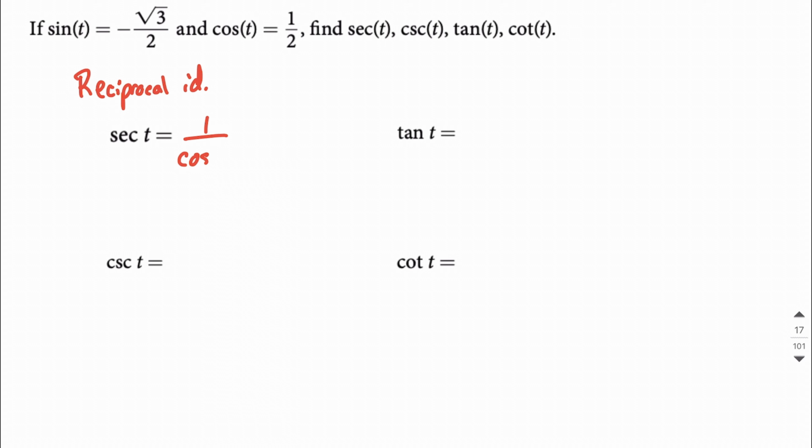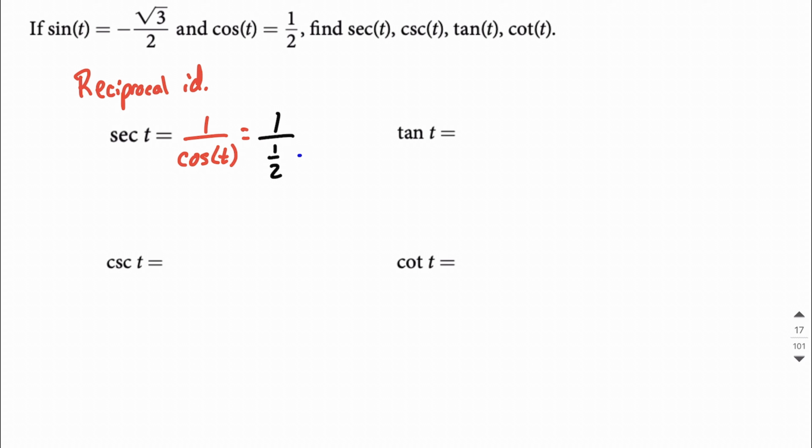over the cosine of t, based on this reciprocal identity. So what this boils down to is really just flipping the whole thing upside down, but I'm going to go through the steps to make sure we understand them. So it's going to be 1 over, now I'm going to fill in cosine of t, which was 1/2 from the given information. And we want to simplify, right? We don't want to leave a fraction within a fraction. So basically the idea is to make this denominator equal 1.